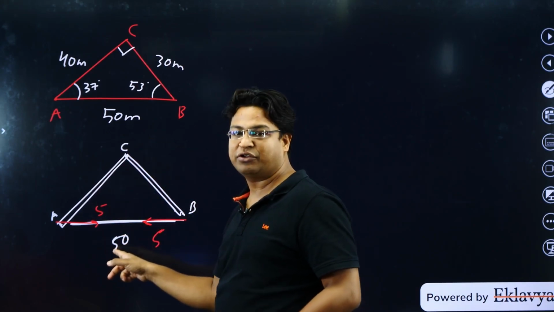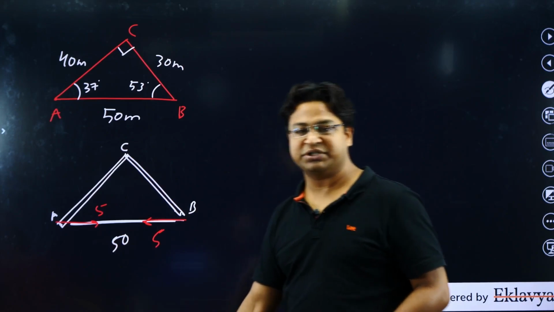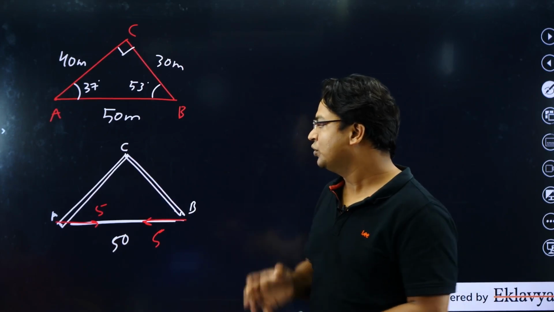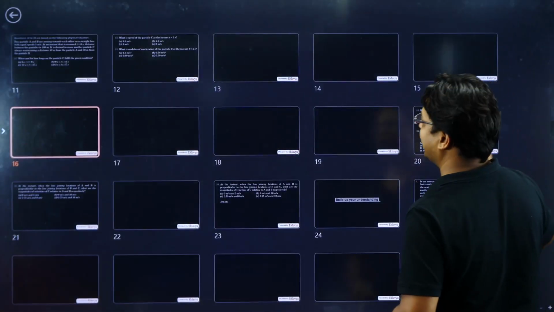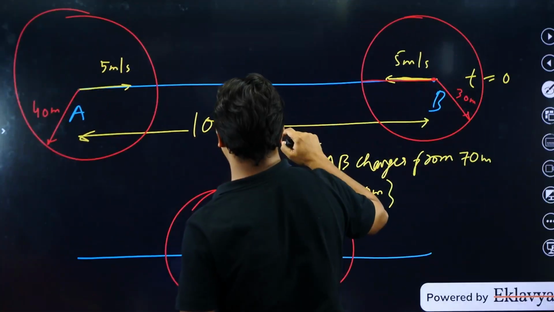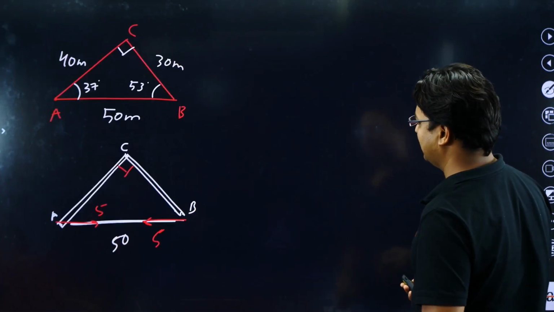A is moving with 5 meters per second in horizontal direction and B is also moving with 5 meters per second in horizontal direction. Now guys, notice that these two are perpendicular to each other, which actually comes to our rescue. It helps us out. How?